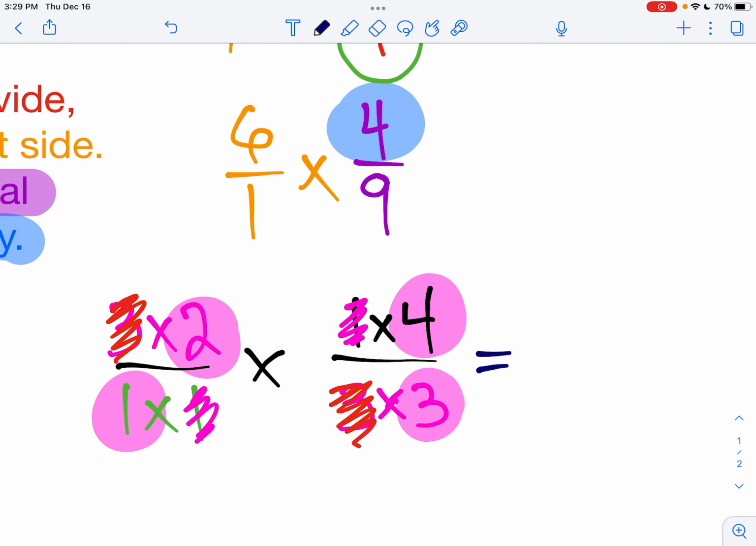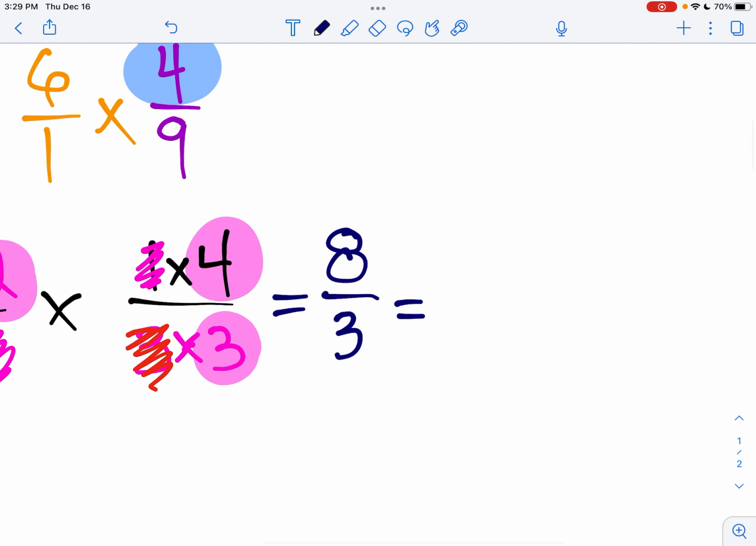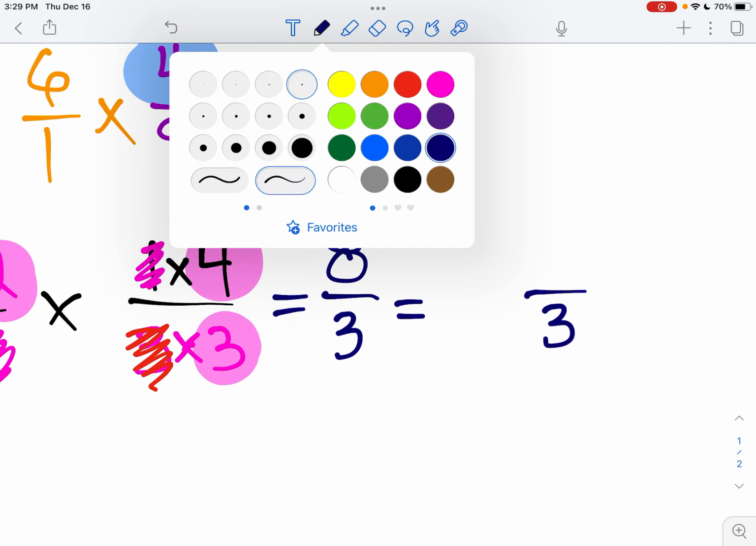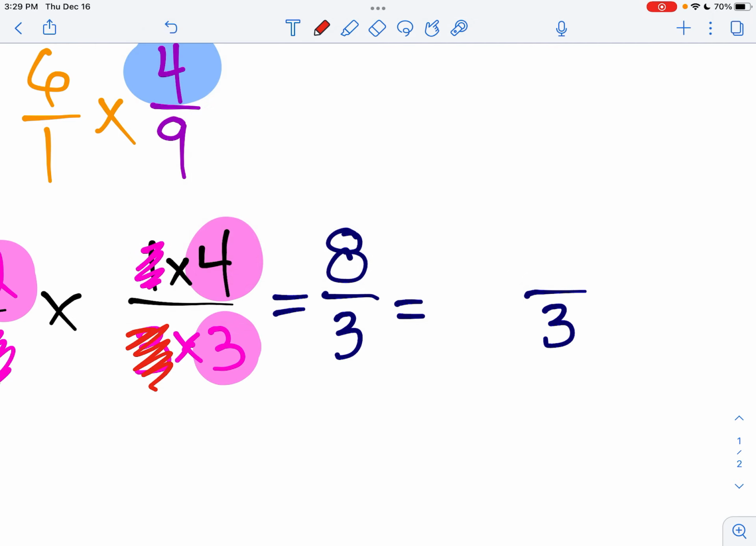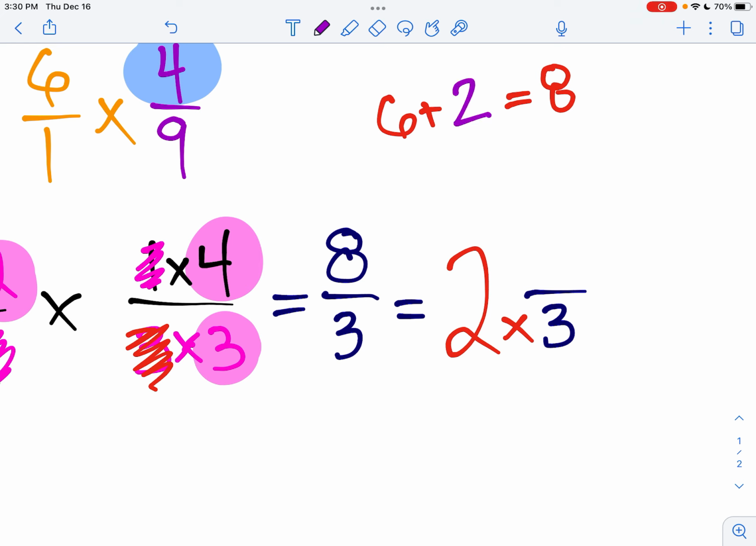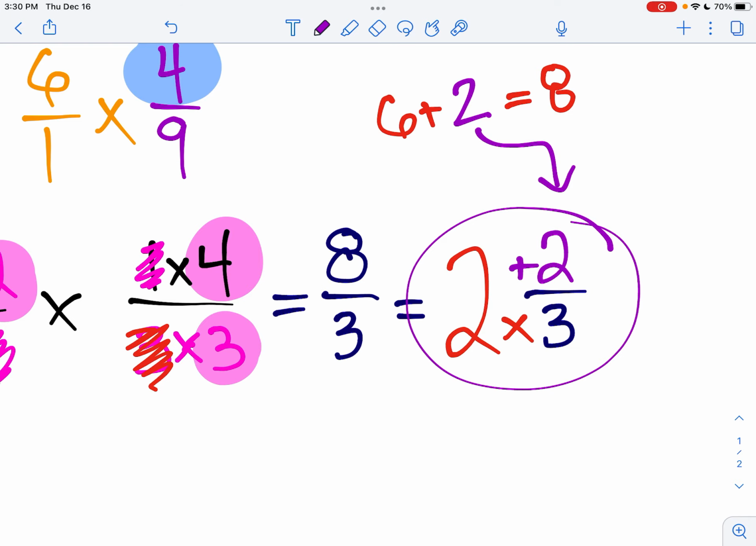Multiply across. 2 times 4 is 8. On the bottom, for the denominator, 1 times 3 is 3. I'm going to put that in my calculator. I know the denominator is 3. 8 divided by 3 is 2.66666. So there's 2 times 3. 2 times 3 is 6. So I have 6, but I'm trying to make 8. So what is missing from 6 to 8? It's 2, and that 2 is what goes right here, plus 2. 2 2/3 is the correct answer.